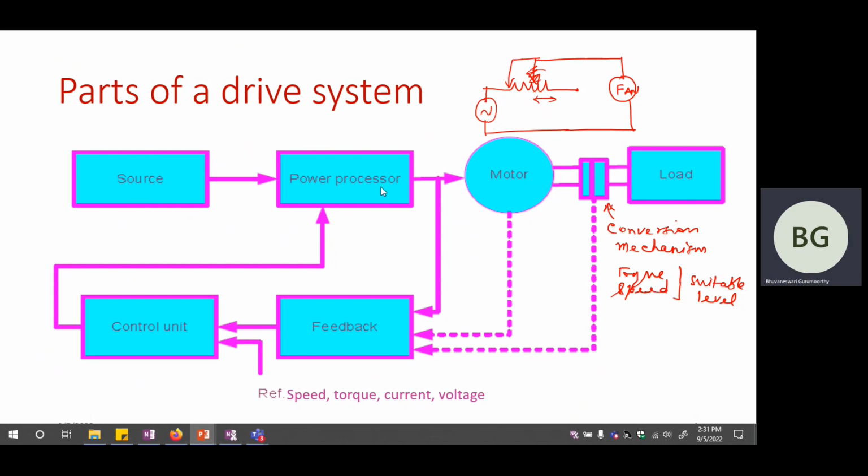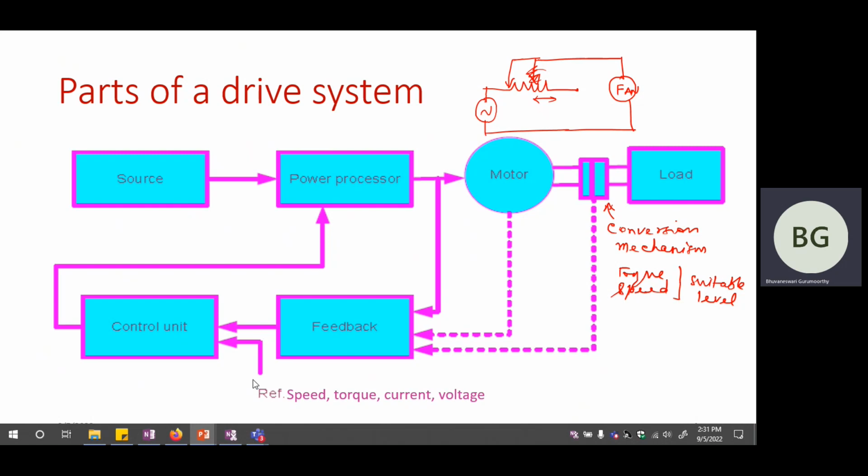Now the power processor will pump the current to the motor. Because the current goes into the motor, it will develop a torque. So the motor will start rotating. Now, as the motor rotates, the speed that is being sensed will slowly change.